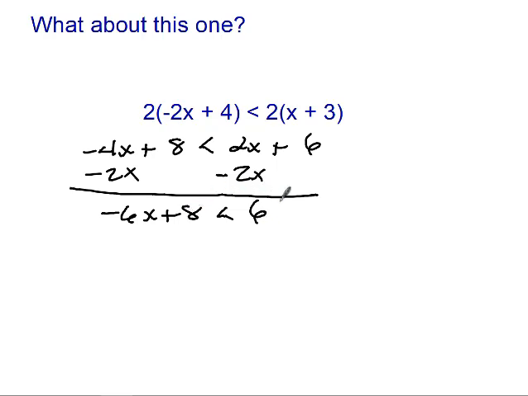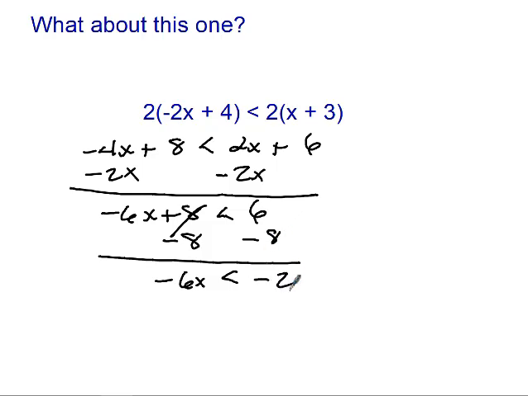Now I need to move this 8 over to be with the 6. So I add a negative 8 to both sides because I had a plus 8. Okay, I'm working on my slate, so it makes it a little different. So now my 8's cancel out, and I'm left with negative 6x is less than, and then 6 plus negative 8 gives me a negative 2.